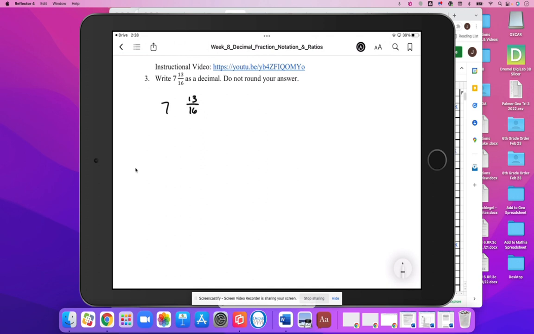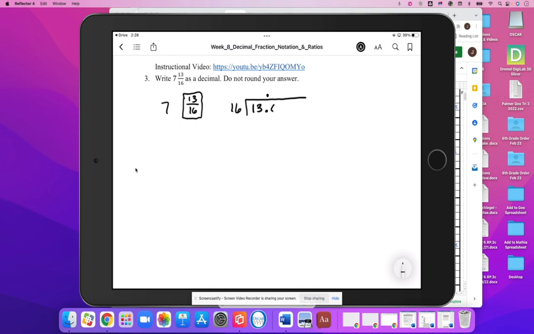So we're going to take the fractional part, 13/16. That's the only part we need to turn into a decimal because the 7 is a whole number. So we will do 13 divided by 16. It's telling us do not round your answer, so this should come out to be an exact number. Let's see if it does. We'll go ahead and put our decimal in place so we don't forget it.